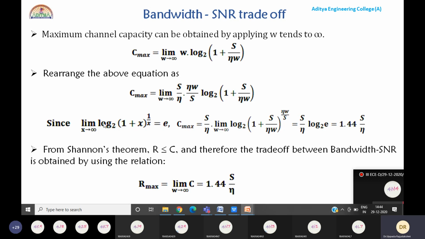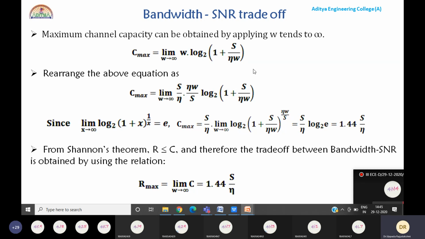Okay, so in order to rearrange the equation in this form, we have multiplied and divided with s by eta outside the logarithm, because here we need it in the form of log 1 plus x whole power 1 by x. So that's why we multiplied and divided with s by eta. So s by eta into eta by s into omega. Now here eta omega by s is outside the logarithm.